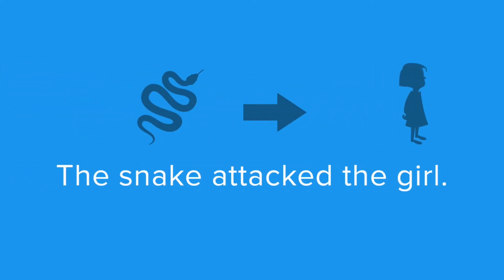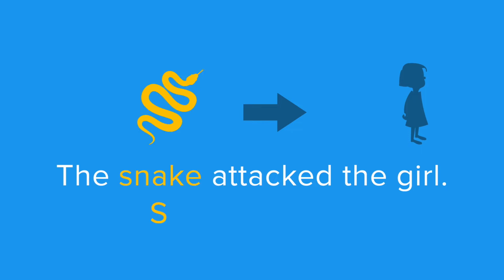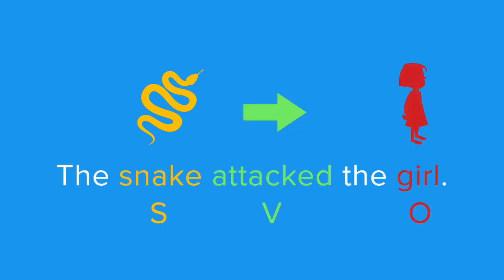Let's look at some more examples. This sentence is written in the active voice. We know this because the sentence is about the snake. That makes it the subject, and it is performing the verb attacked. Therefore, the girl is our object.